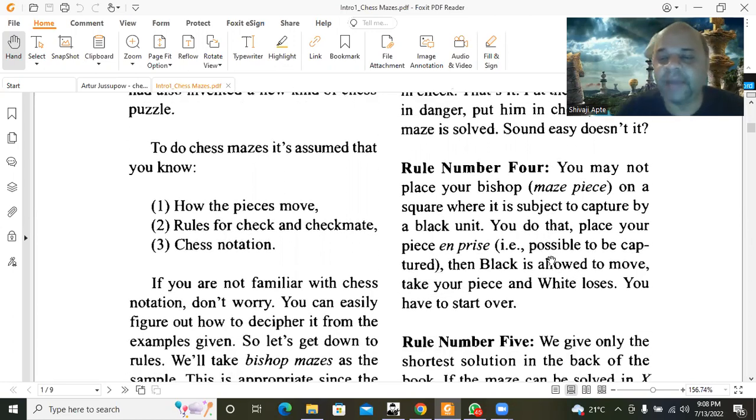While we say that black will never move anything, that holds as long as you make a move which will not put your piece under attack by black's pieces. If you make any move during this course which puts your piece under attack by a black piece, then immediately black will kill it and you have lost the puzzle, right?